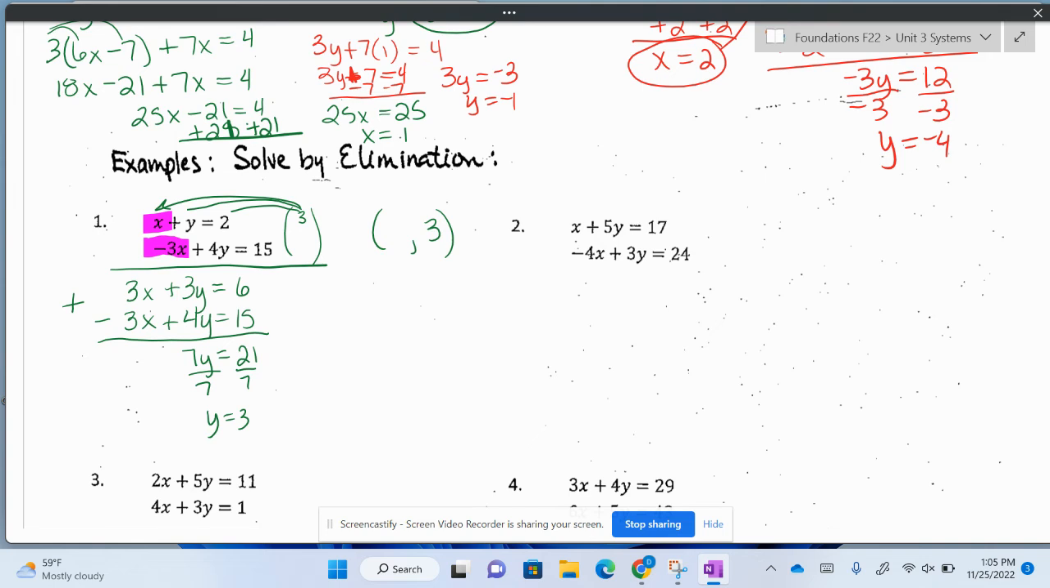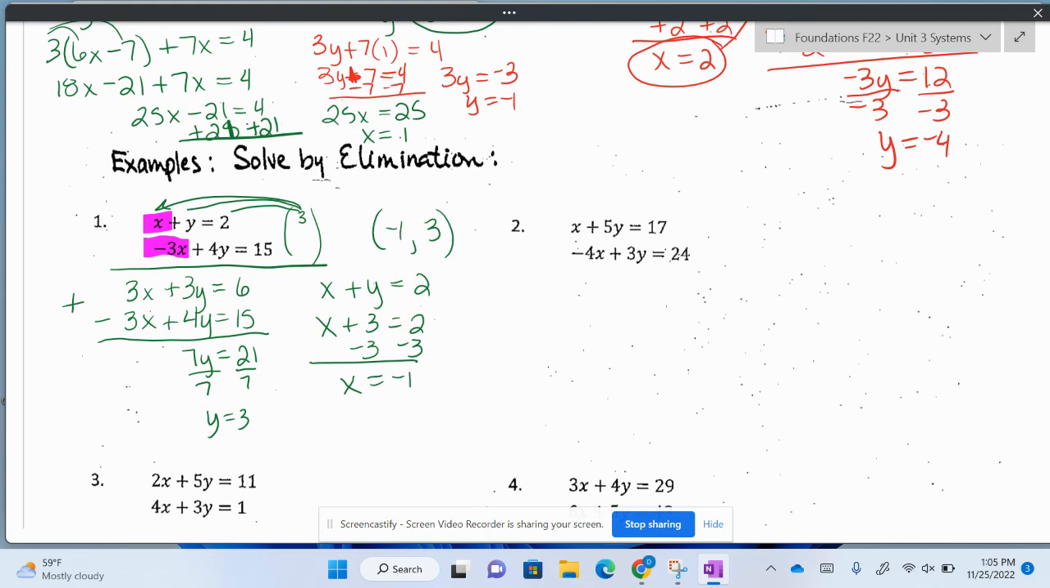Now I'm going to take that solution and plug it back into one of the originals. So x plus y equals 2. Remember that y is 3, so I have x plus 3 equals 2. Subtract 3 from both sides, and x equals negative 1.